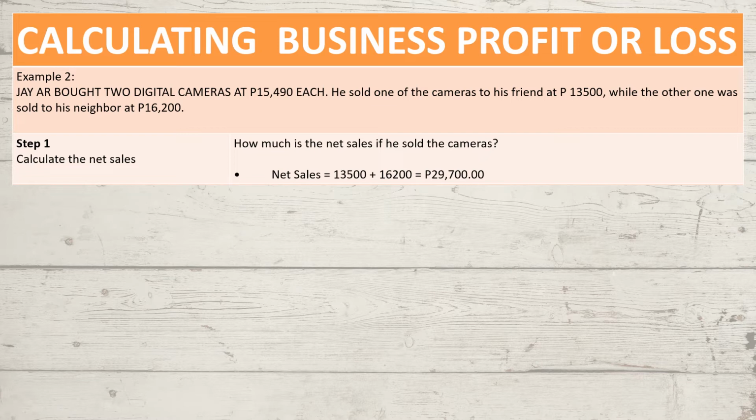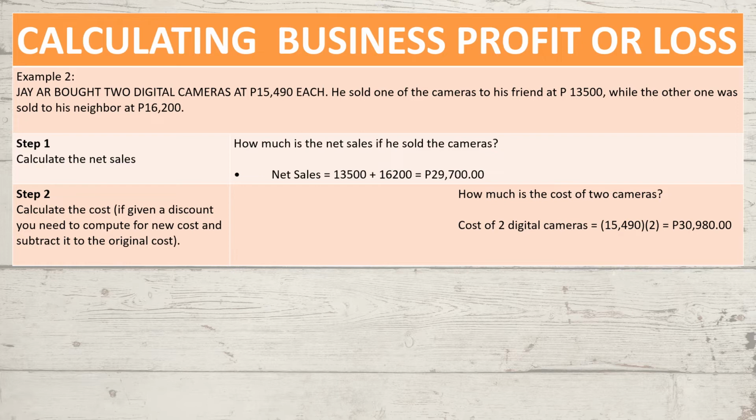Okay, so the first camera was sold at 13,500 and the other one at 16,200. So the net sales, or the total sales, is amounting to 29,700.